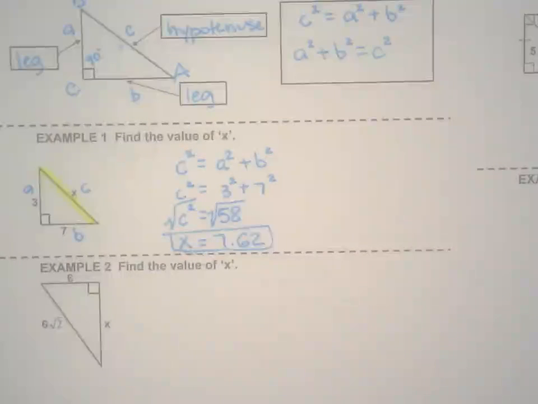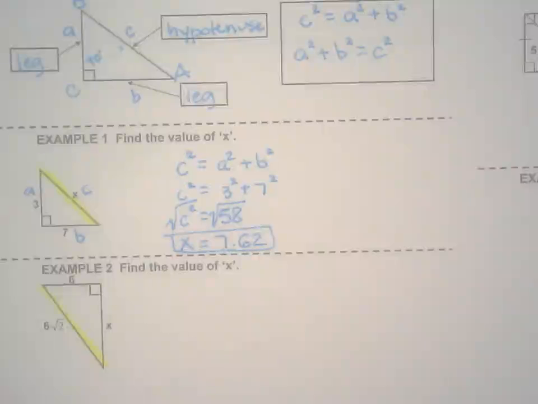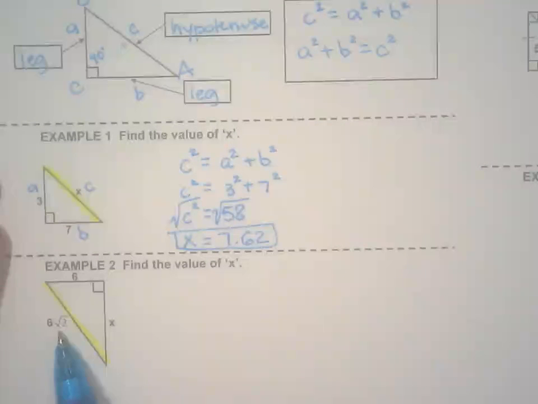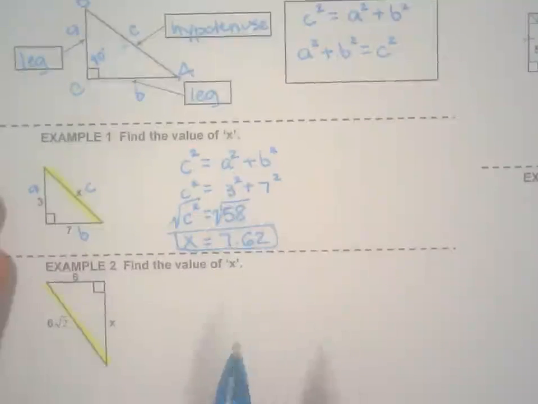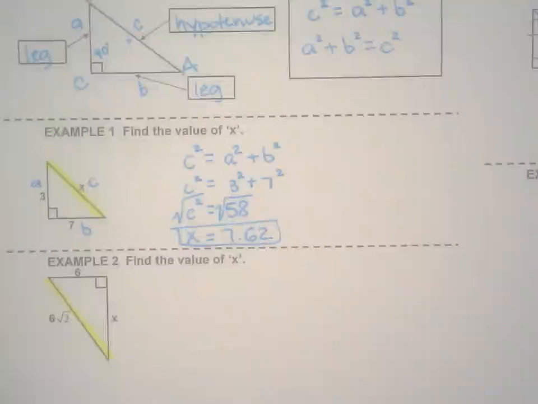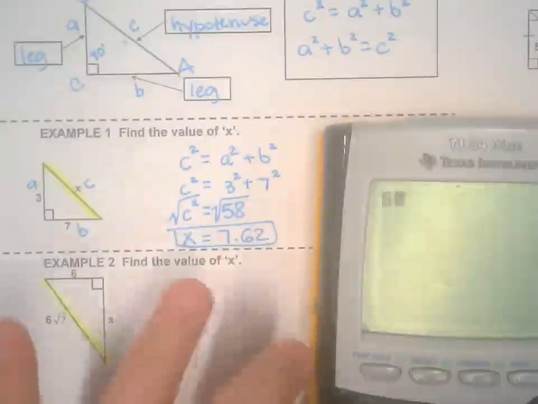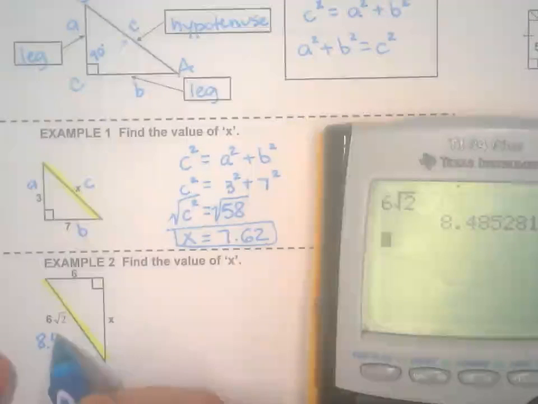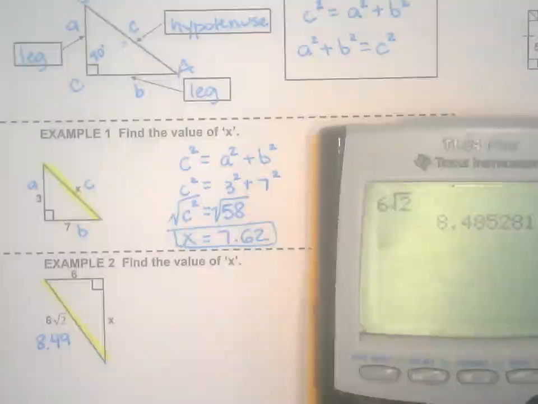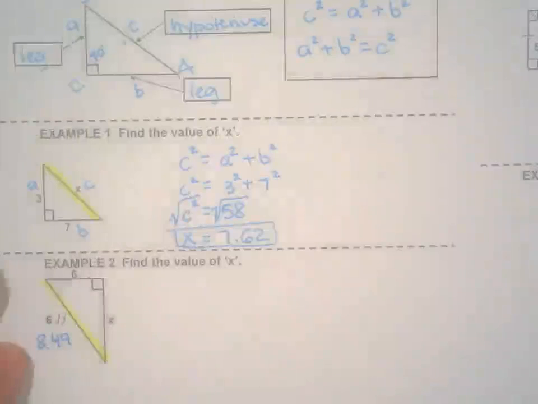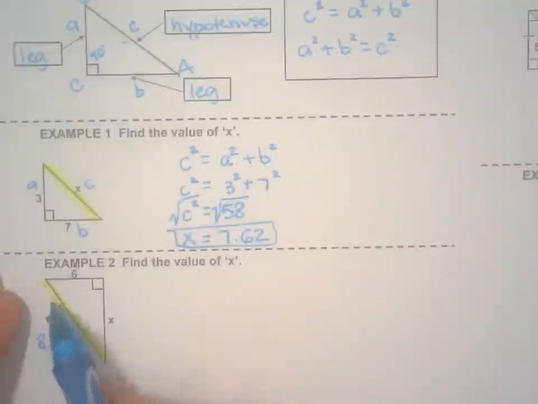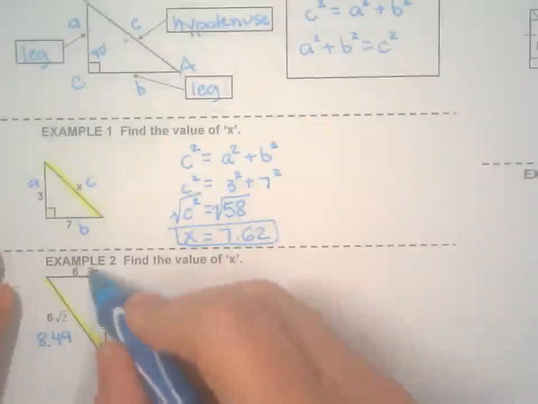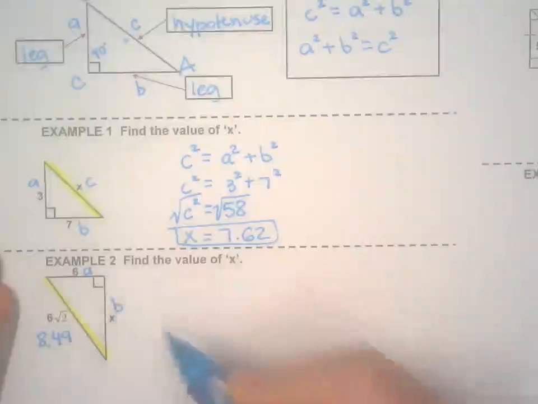Example 2. Like I said, I like to highlight the hypotenuse right there. You can keep the square root the way you have it, or you can go ahead and change this into a decimal from the get-go. Whatever you want to do, I'll just go ahead and change it. So this decimal is the same thing as 8.49, because my calculator said so. Just be careful when you're setting this up. It gave you the hypotenuse this time, and you have the two legs, a and b.